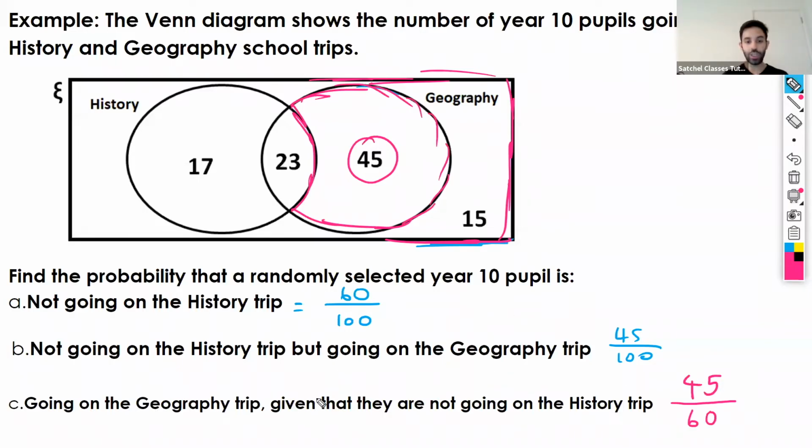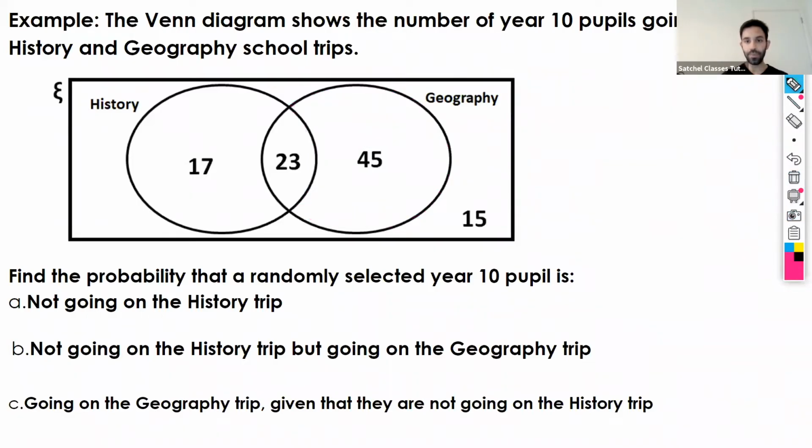So the fact that it's a conditional probability question, it says, given that they are not going on the history trip, we need to work out how many students are not going on the history trip. So that's going to be 45 and 15. So that gives us our new total of 60. And out of these 60 students, 45 of them are going on the geography trip. All right, let's do some more examples here.